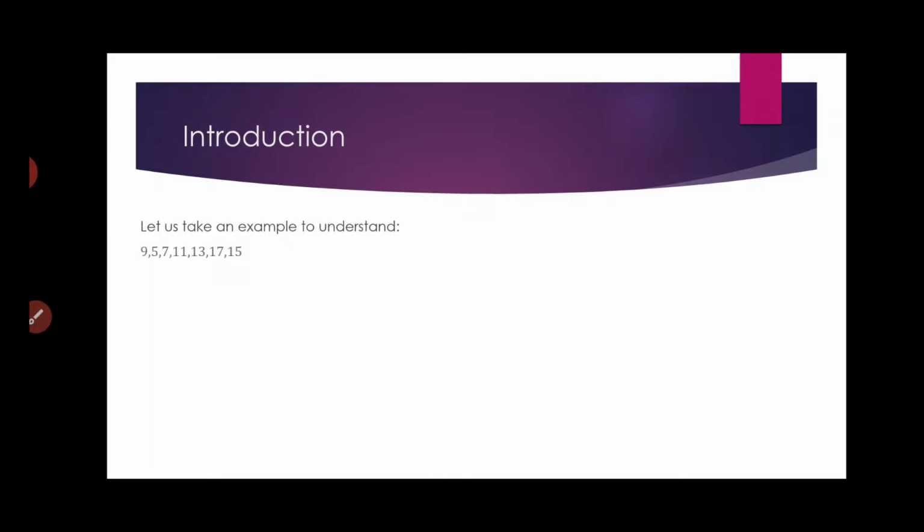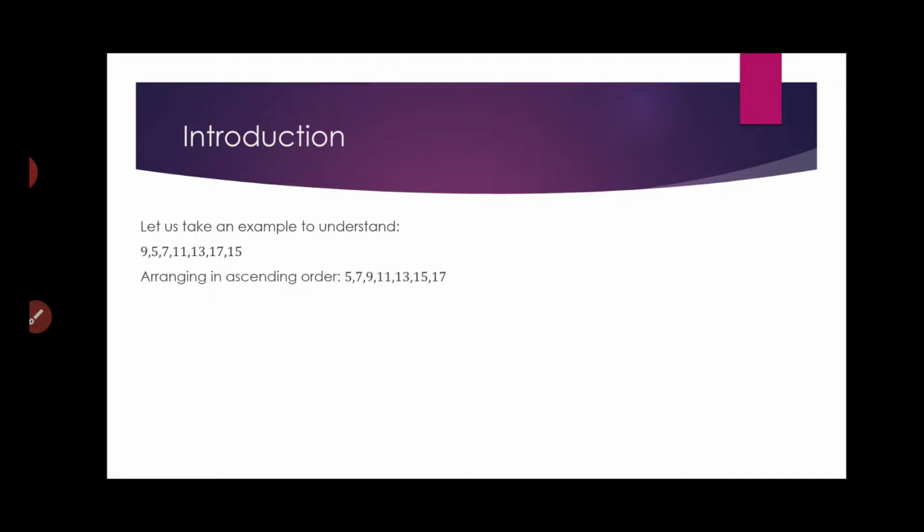Let us take one example. Say I am taking this example. Here I have got some data: 9, 5, 7, 11, 13, 17 and 15. I arrange it first. Now always remember, for finding median in ungrouped data we must arrange it in some order, be it ascending or descending, it doesn't matter, but we must arrange it. After arranging, this is what you get.